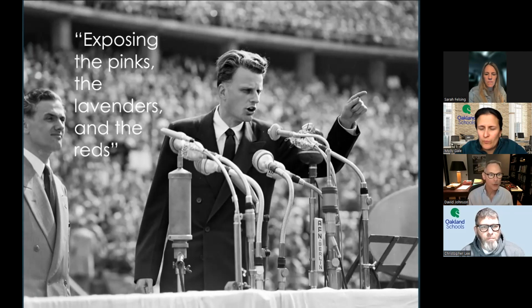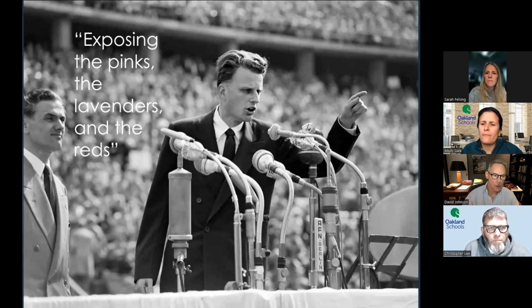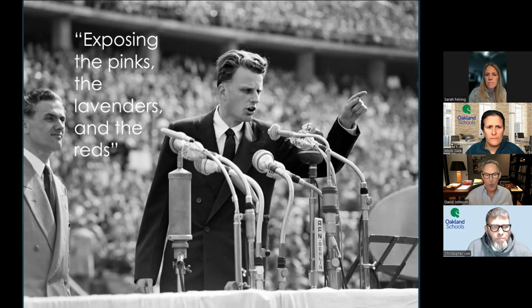Pinks were essentially fellow travelers. They were a lesser version of a communist. They weren't entirely red like a communist, but they were considered sympathetic to the communist cause. But lavenders, that's gay people. It's not entirely clear how lavender became the color associated with gay people at the time. It seems to be because it's a mixture of red and blue or pink and blue, so it's male, female colors, and homosexuality is usually associated with some sort of gender inversion. So yeah, exposing the pinks, the lavenders, and the reds is what it was all about.